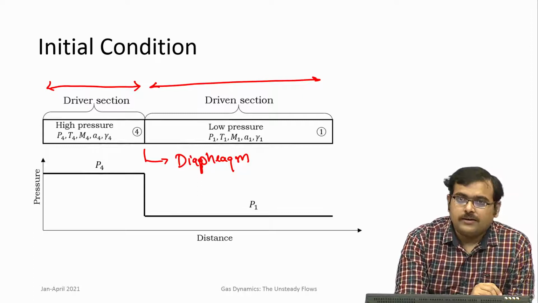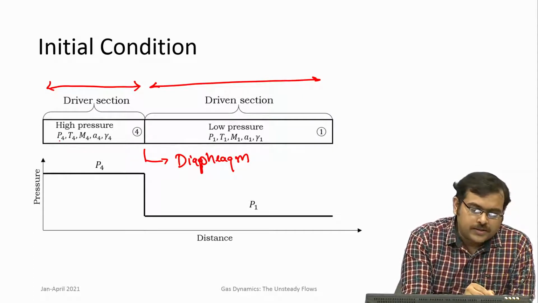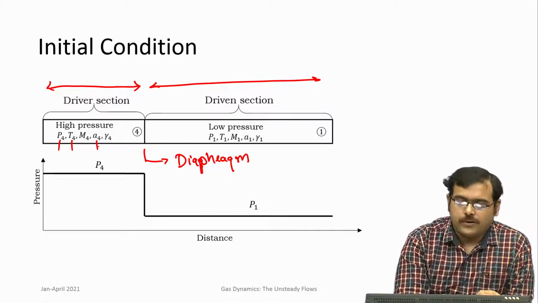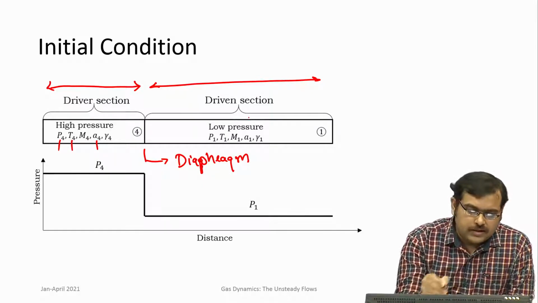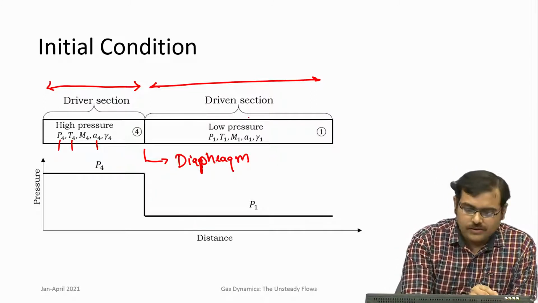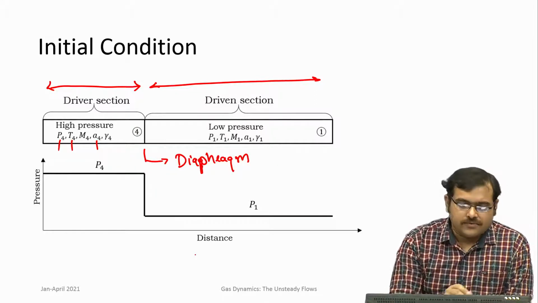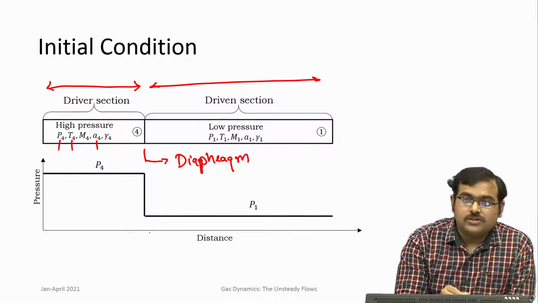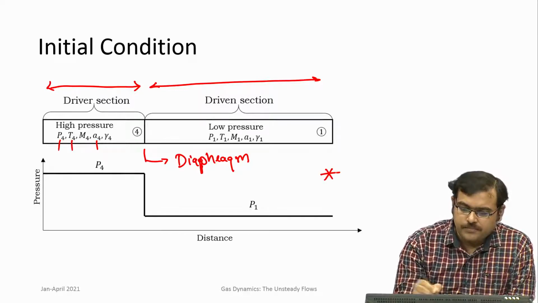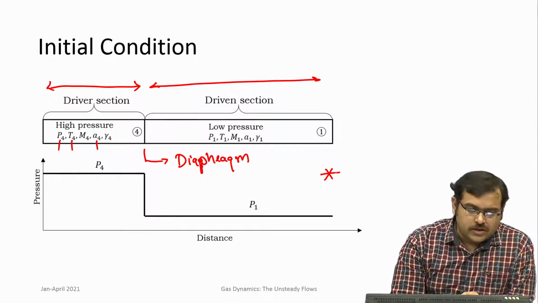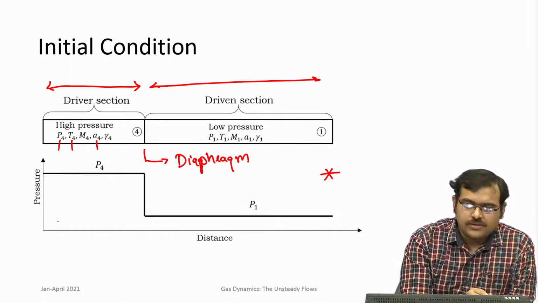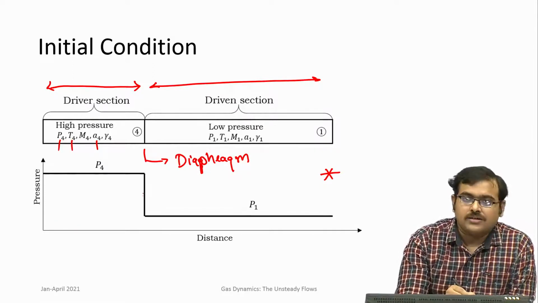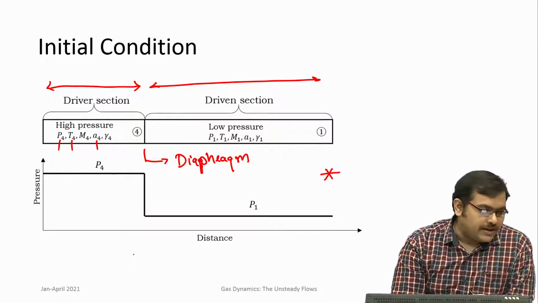Important parameters of course are the pressures, temperatures, and the speed of sound in both the high pressure and the low pressure section. If you look at the initial state, the pressure profile of a shock tube, it will present a picture that is shown here schematically. That is, you have high pressure in the driver section and low pressure in the driven section, and there is a sharp jump across the diaphragm.